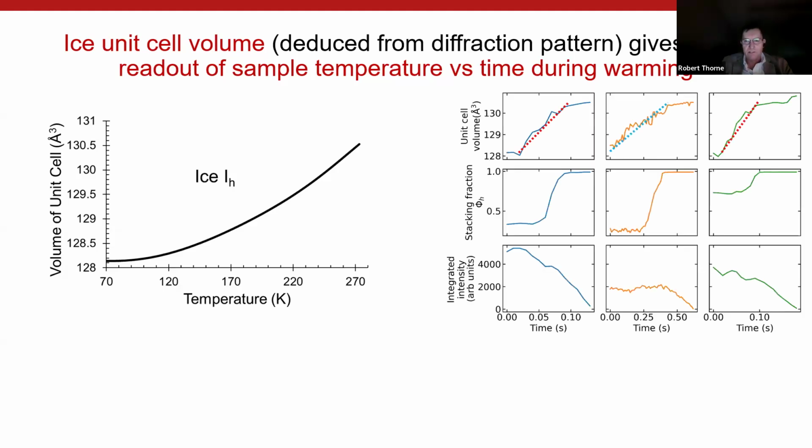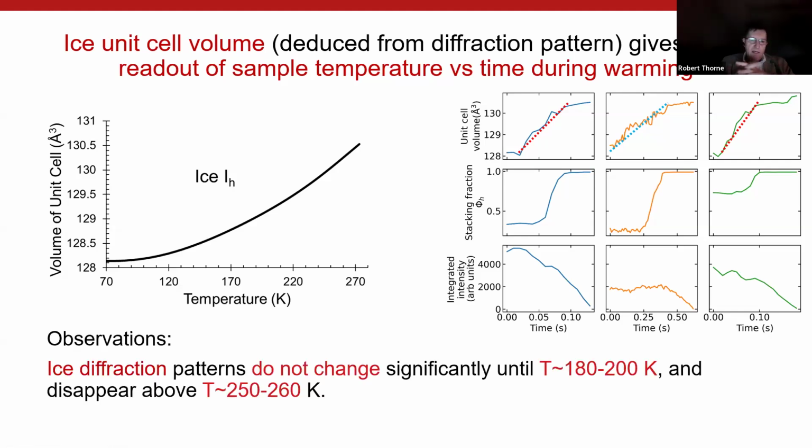And that's what's shown here, just showing the unit cell volume during warming of 3 different samples. One thing we learned from this is that the diffraction patterns from the ice structure don't change much until you get up to about 180 or 200 K. That's because we're warming reasonably fast here. If you warmed slowly over a day, that wouldn't be true. They'd start changing as soon as you got above the glass transition, certainly by the time you're above 150 K. But we're warming so fast that there's not much evolution of the ice at all until you're up above 180 K.